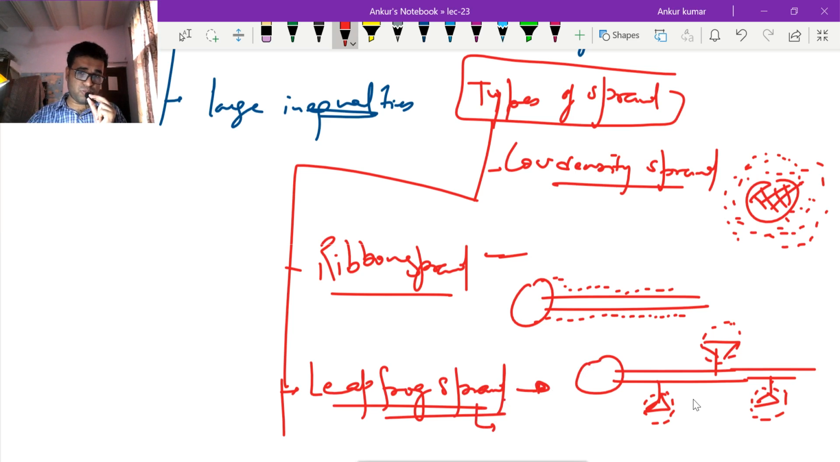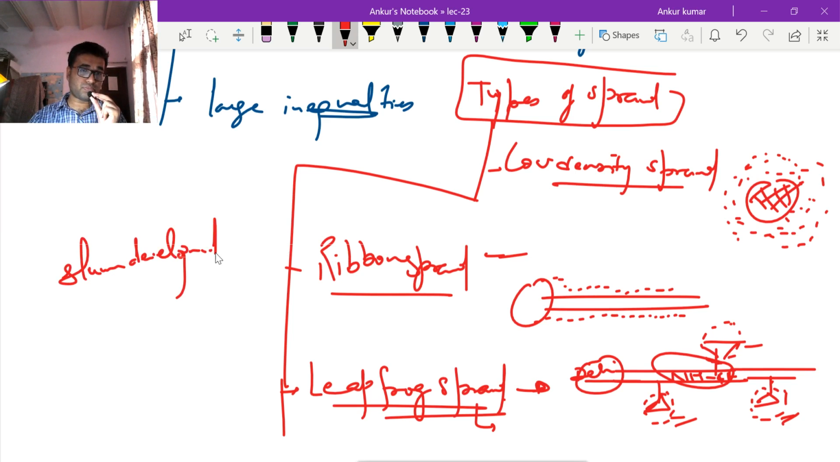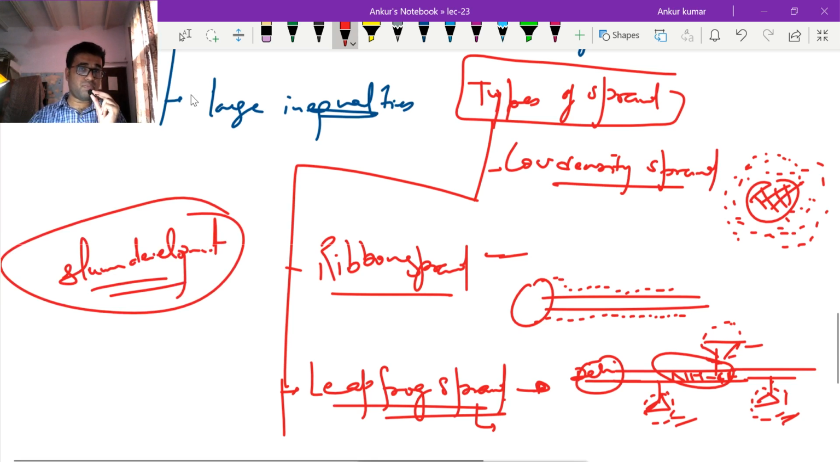Okay, and this type of sprawl is happening along the NH44. For example, outside this is Delhi. Okay, this is NH44 which is going towards Chandigarh, and the leapfrog sprawl, because of the real estate developers, is happening along the NH44. Now this sprawl many times becomes a reason for slum development, which is our next topic.